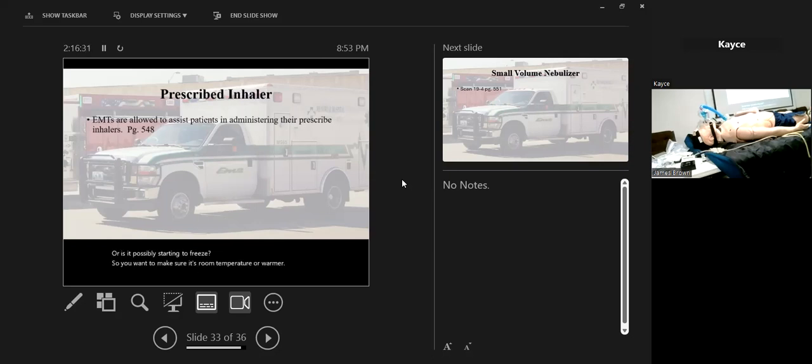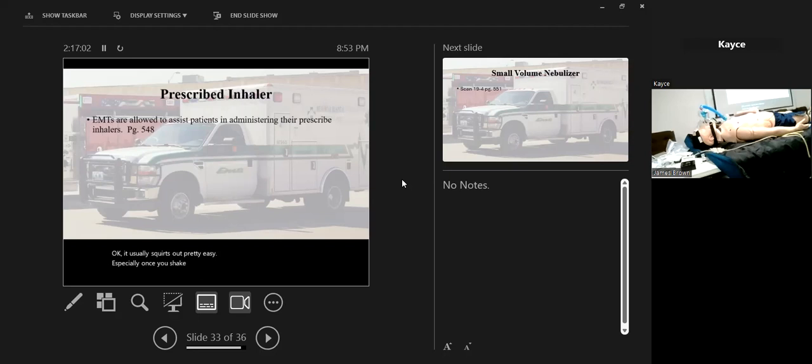Shake it vigorously several times. And then prime if necessary. So prime just means squirt it once. Now the problem with squirting it once is you just lowered their dosage in there. But if it's one of these, you usually don't have to prime them. They're ready to go. Okay, it usually squirts out pretty easy, especially once you shake it.